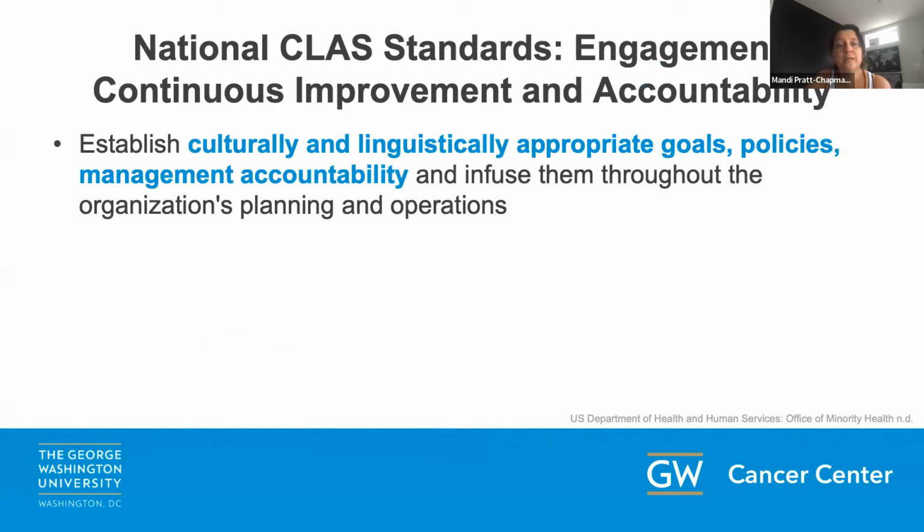So, continuous improvement and accountability: culturally and linguistically appropriate goals, policy, and management accountability. One thing that I took away from the American Hospital Association Health Equity meeting in Minneapolis a few weeks ago was the suggestion to really align what you're doing with a strategic imperative, so that it's not a side project, it's not something that could be cut from the budget. If your leadership says they want to achieve X, how is what you're doing aligning with that so that it becomes hard to get rid of?